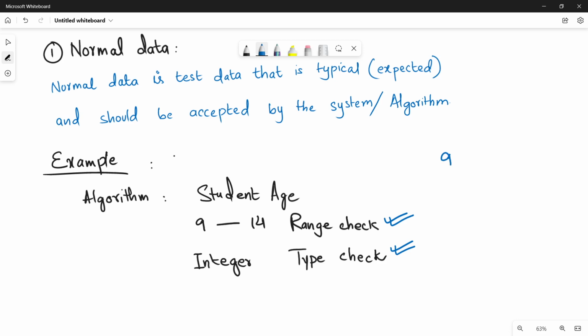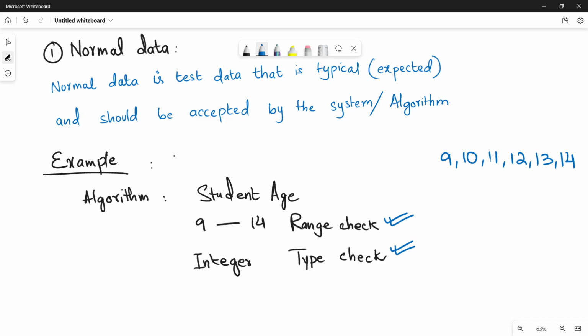So the normal data can be 9, 10, 11, 12, 13, 14. All of these values satisfy the range check and the type check for your given algorithm. That's why all of these values will be considered as the normal data, because these values will be accepted by the system.